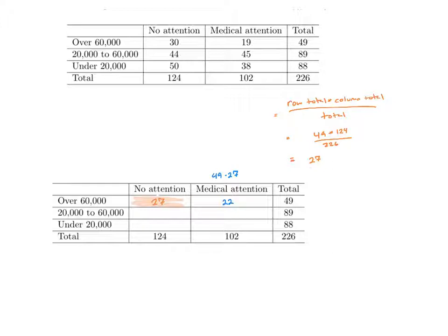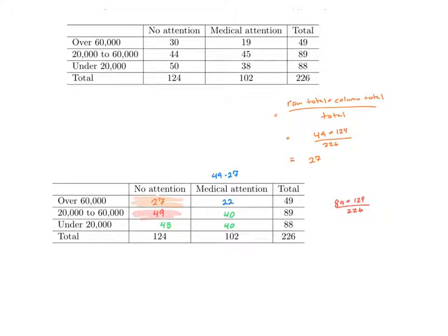For my formula, let's look at this one next. If I want to find that, I'll take row total, which is 89, multiply by my column total, which is 124, and divide by my overall 226. When I plug all that in and round to the nearest whole number, I'll get 49. Once I've gotten 49 there, I can use subtraction to find 40 here, and use subtraction and addition to fill in the rest of my table as well.